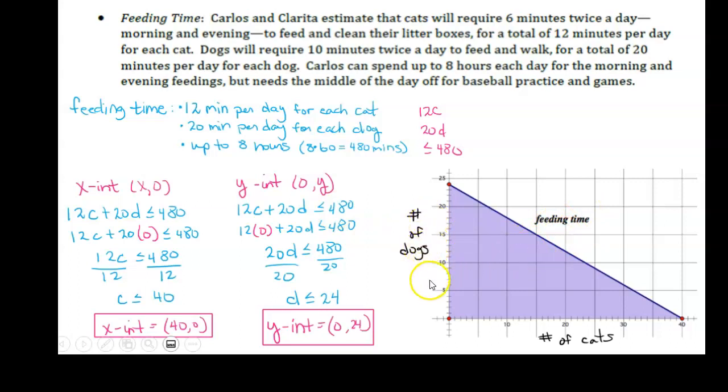Again, we're not going to be shading in the other quadrants, only in quadrant 1, because in the context of the story, it doesn't make sense to have a negative number of dogs or cats. So we're only using quadrant 1.